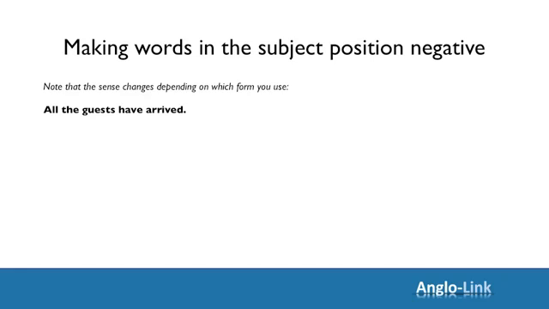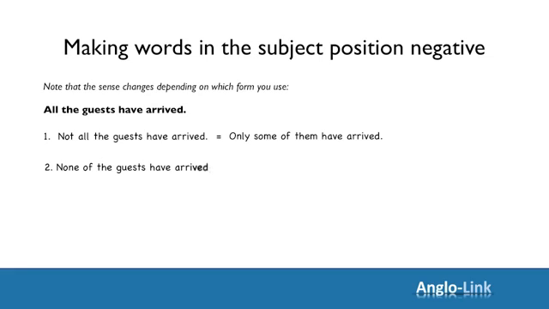Let's start with the sentence, all the guests have arrived, and make it negative by adding not to the beginning of the sentence. Not all the guests have arrived. This means that only some of them have arrived. However, if you use a negative word, that is none, the opposite of all, to make the sentence negative, it means something different. None of the guests have arrived means that no guests have arrived.